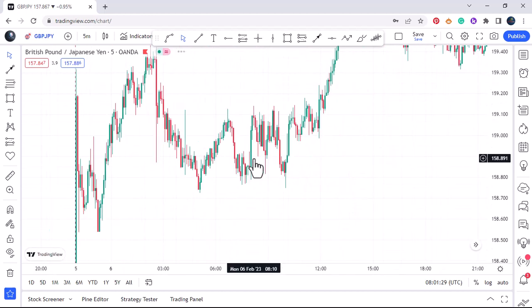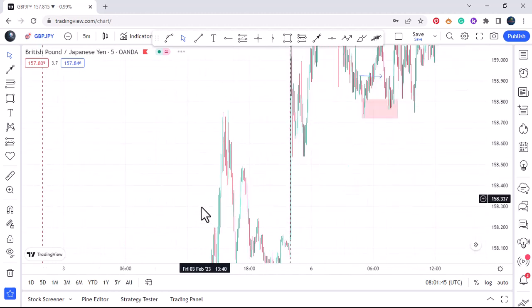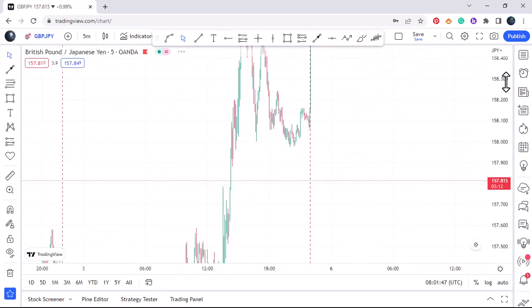And you come here, what do you see here? You see that we have a break of structure, right? And we have a retest of this order block right here. So this is what you're looking for, and this is what you're doing. And if the order block is retested, you get in. So this is London session trading, guys.